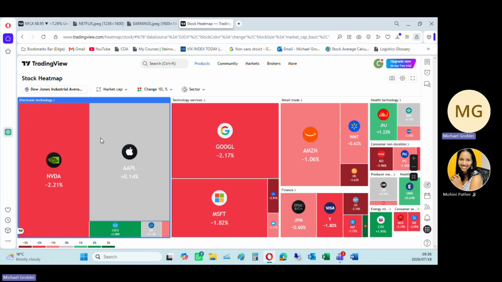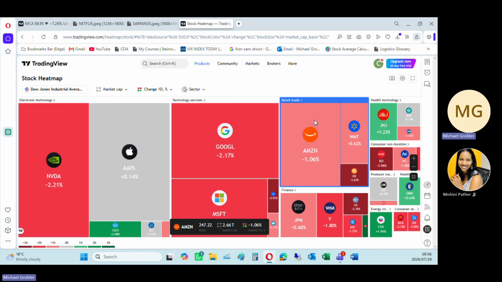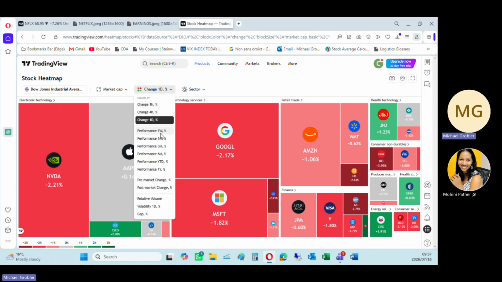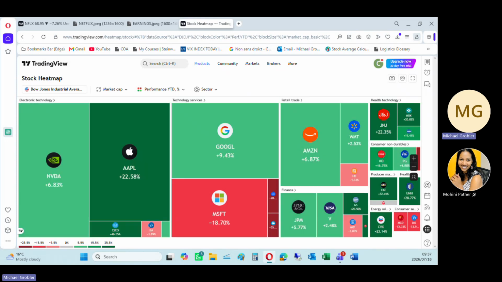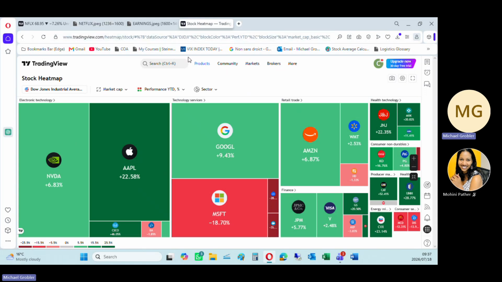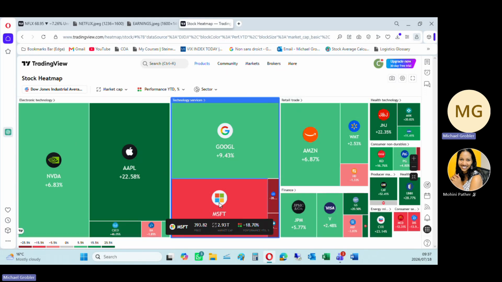So looking at the movements over the course of the session last night, you can see it's a one-day change. What if we took that to year to date? Okay, so now it's a very different story. Now you could argue that if you were going to buy technology companies, you would have done fairly well, but had you put a majority of your money in Microsoft, that one would have knocked you a little bit.